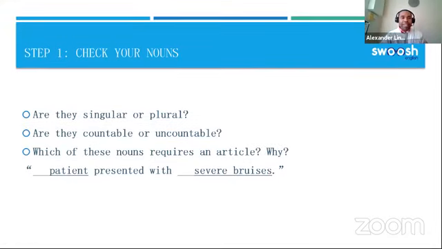The other question is: is the noun countable or uncountable? If it's countable and singular, we can use a or an. So again, we could say a severe bruise, or a staph infection. But if it's plural, so we're talking about infections, obviously we can't use a or an. If it's uncountable, for example, the example I gave before was something like furniture, then we cannot use a or an, the indefinite article, before an uncountable noun.